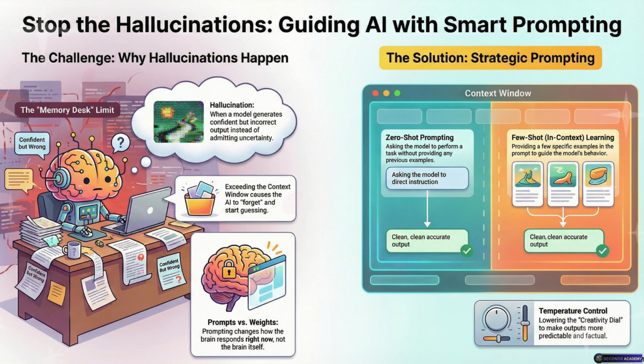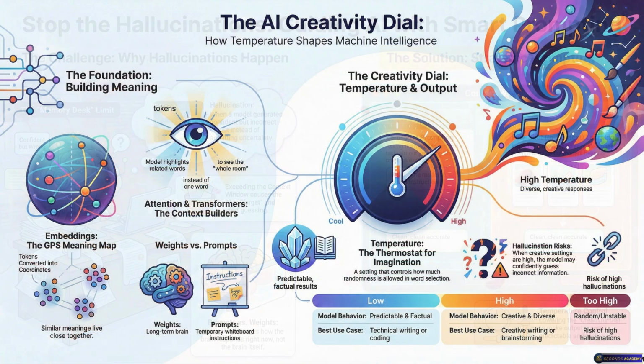Exactly. You are severely restricting the mathematical pathways it can take. This drastically reduces the chance of hallucination by forcing it to adhere to the rigid pattern you established on the whiteboard. That makes sense. And if we want to directly manipulate the math behind those probability distributions, we touch the API parameters, specifically temperature.